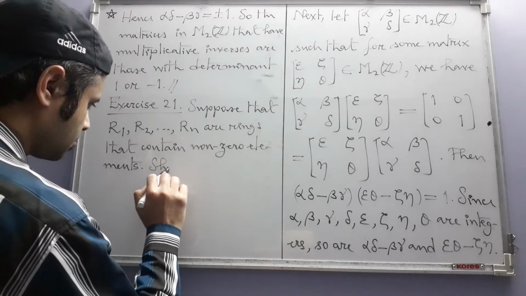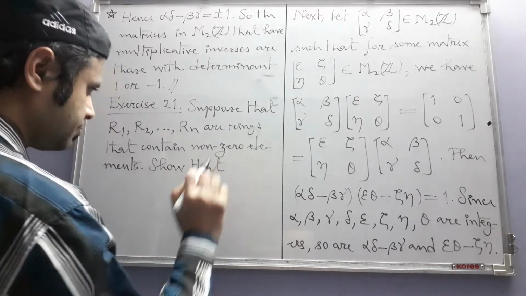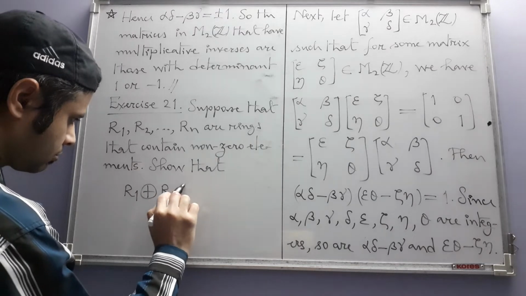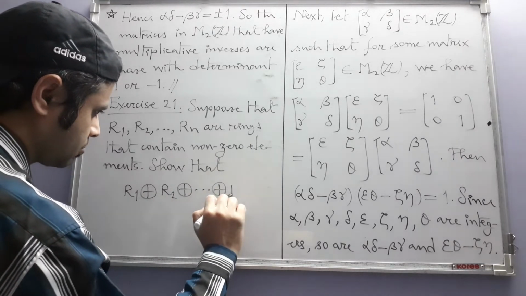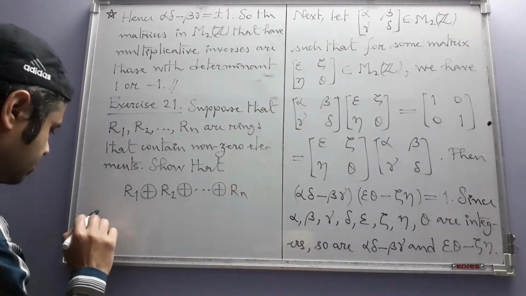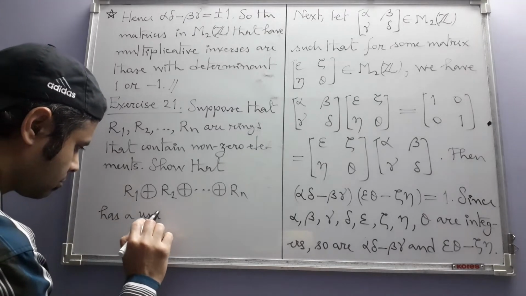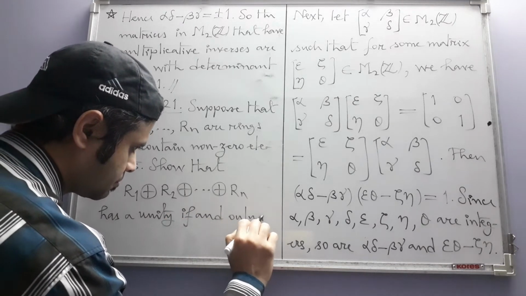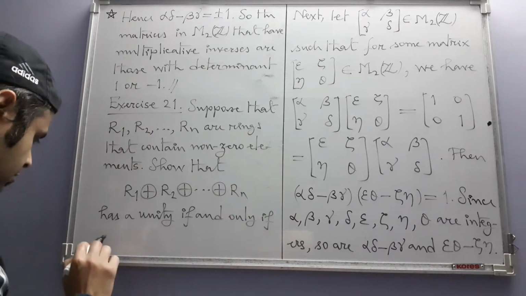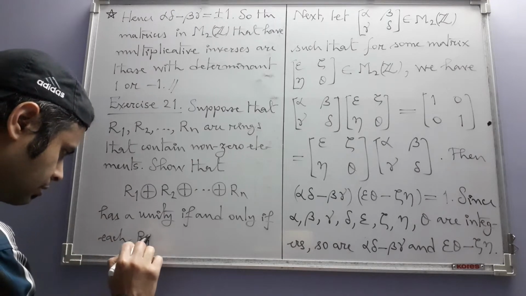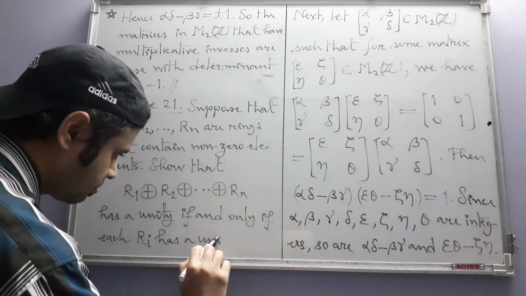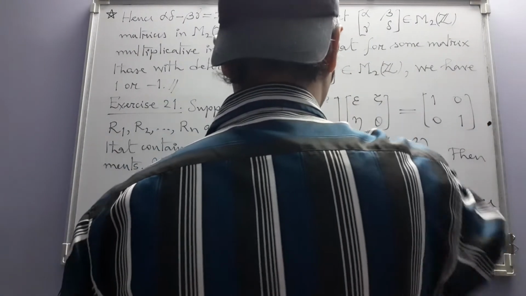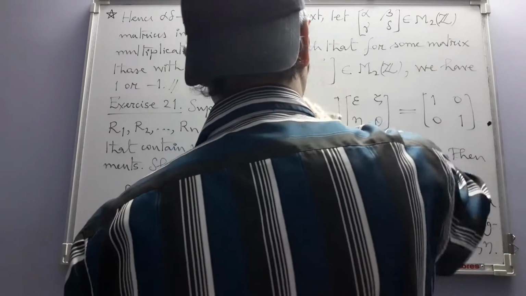Show that the direct sum has a unity if and only if each of these rings, each Ri, has a unity, a unit element, or in other words, a multiplicative identity.